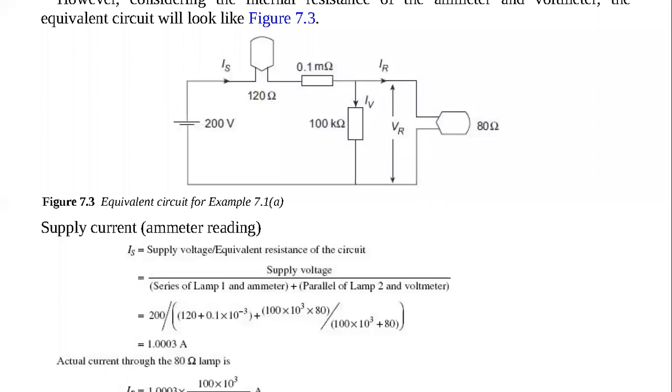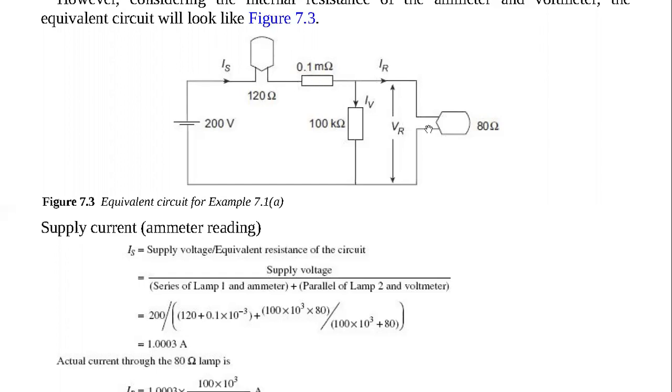The supply voltage won't change, because you have not been told that the supply has an internal resistance. So for us to get the supply current, or the reading in the ammeter, we are factoring in the resistances of the instruments. We are going to say 200, that is the supply voltage, divided by the total resistance. The total resistance will be what? You add the corresponding resistances of these two. So this one will be 120 plus 0.1 milli ohm, and because they are in series, just add them directly.